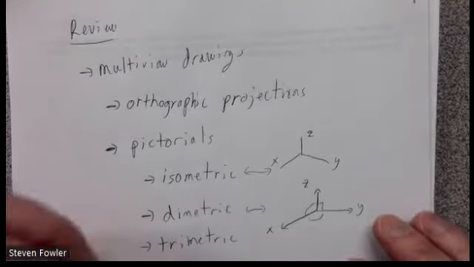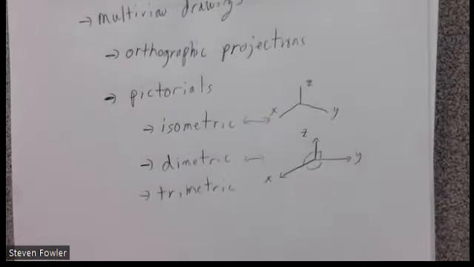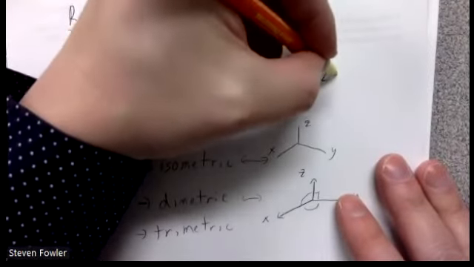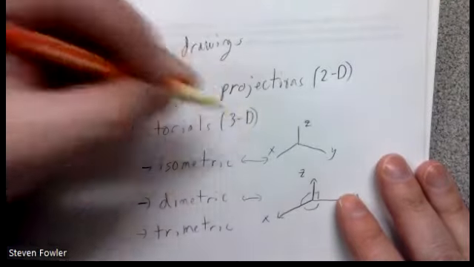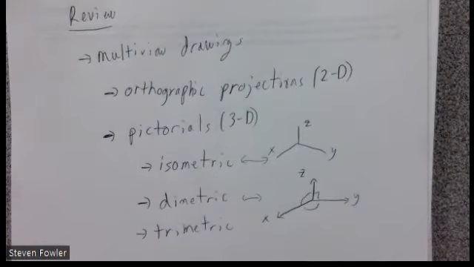Cool. What else? And so again, in layman's terms, the orthographic projections are the 2-dimensional views. The pictorials are the 3-dimensional views. And they're all 2-dimensional because we're showing these on 2-dimensional media, paper or computer monitor or device monitor. So they're all 2-dimensional images. It's just the pictorials are where we're trying to draw it where it appears 3-dimensional, even though it is 2-dimensional.